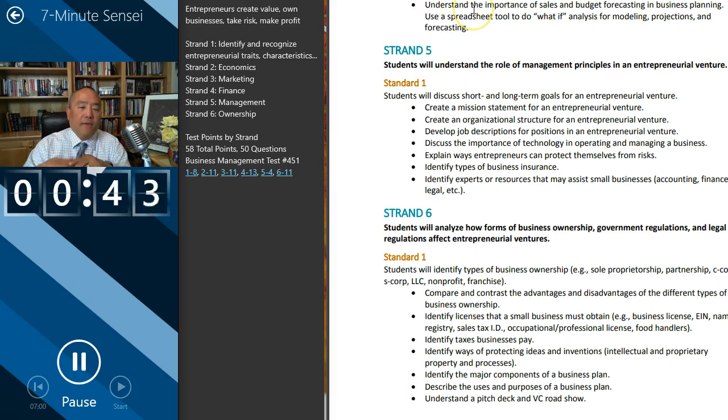In Strand 5, you'll learn the role of management principles. And so everything from, what does your mission statement look like? Is it energizing? Is it motivating? Your mission statement explains what you do. To your organizational structure, should be a flat organization. If you're a small business, you probably won't want multiple levels of management.